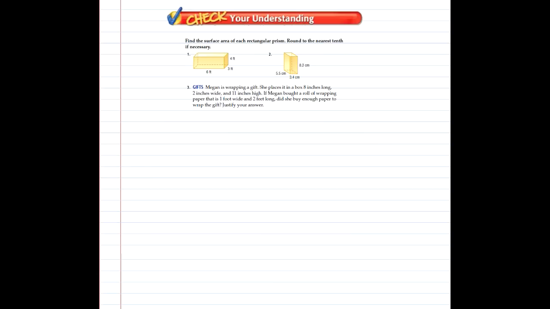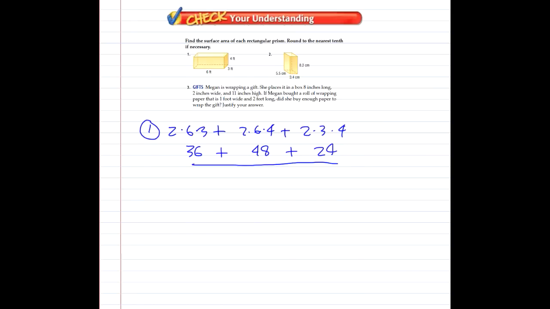Okay, example number 1. 2 times length times width, 2 times 6 times 3, plus 2 times 6 times 4, plus 2 times 3 times 4, gives us 36, plus 48, plus 24, or a surface area of 108 square feet.